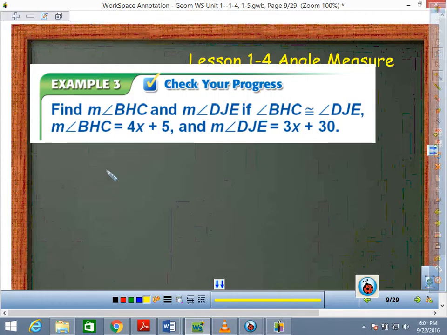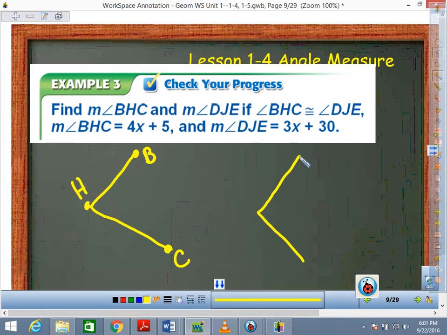So the first thing that you're going to have to do is draw this. This says find the measure of angle BHC. So the first thing that we're going to have to do is make an angle BHC. And the measure of angle DJE. So we've got two angles. DJE. And it says that the angle BHC is congruent to angle DJE. So we know that this one is congruent to this one.